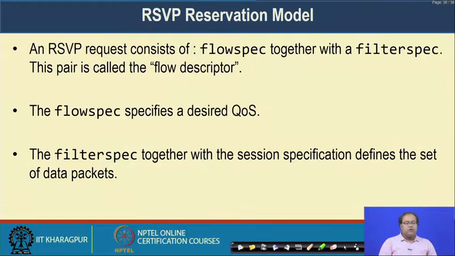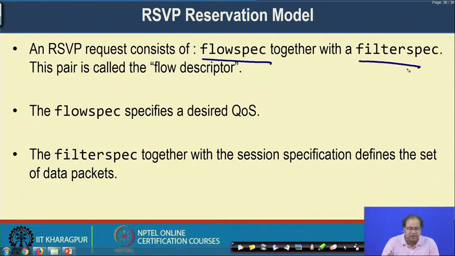Now, let us look into the reservation model in RSVP, how RSVP does the reservation. So, an RSVP request consists of two parts. One we call the flow spec and another we call the filter spec. This pair is known as the flow descriptor. The flow spec specifies the desired level of quality of service, that is, what type of quality of service you are expecting from the end user.